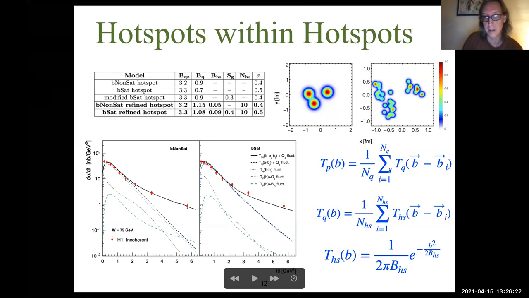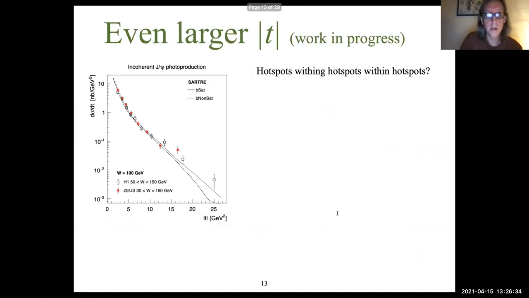So T_p is a sum of T_q, the hotspots. The hotspots themselves are a sum of other hotspots, which are following a Gaussian distribution, each of them. So what about even larger t? This is work in progress. Well, everything we presented is work in progress, but this is even more in progress.